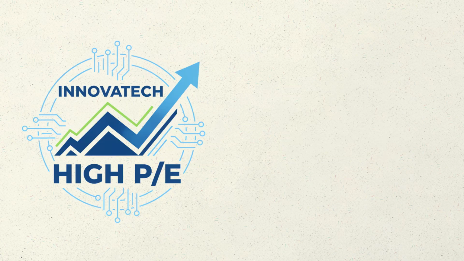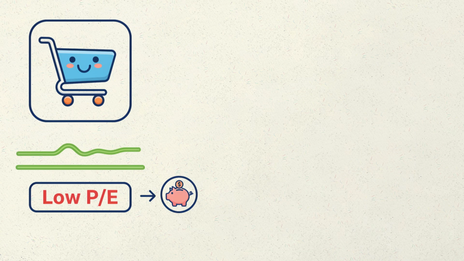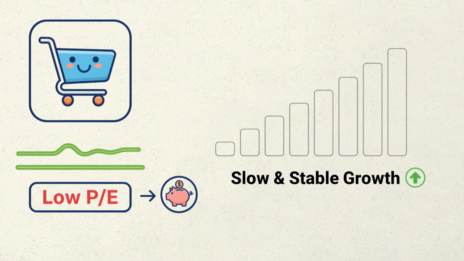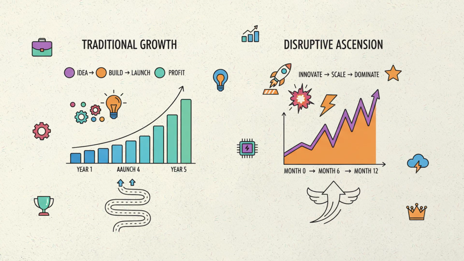Think about it this way. A fast-growing tech company might trade at a high PE because investors expect earnings to explode over time. A long-established consumer brand might trade at a lower PE because it's already dominant and growing slowly. Neither number is wrong. Each one reflects a different story about the business.